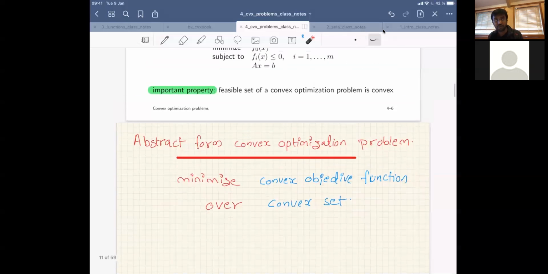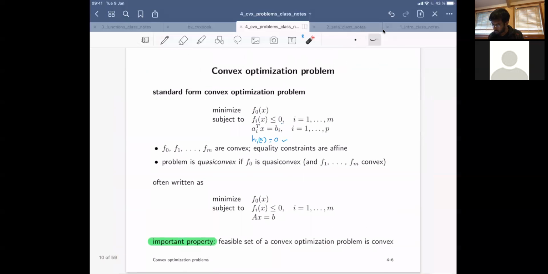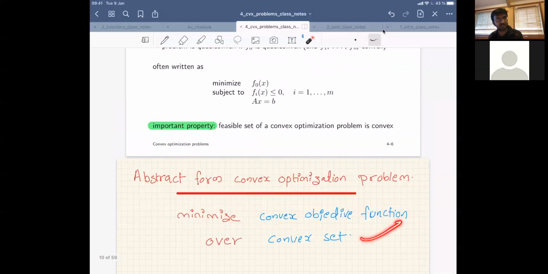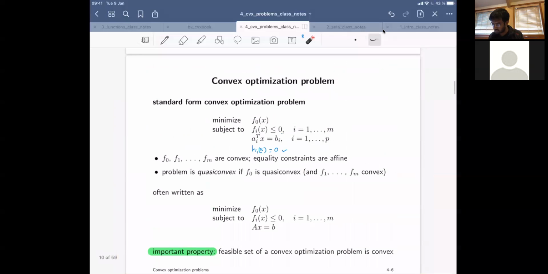Now we move to a standard form, which says I can come up with an equivalent definition: minimize f0(x) subject to two sets of constraints. One is the inequality constraint and the other one is the equality constraint, meaning h_i(x) equal to 0.